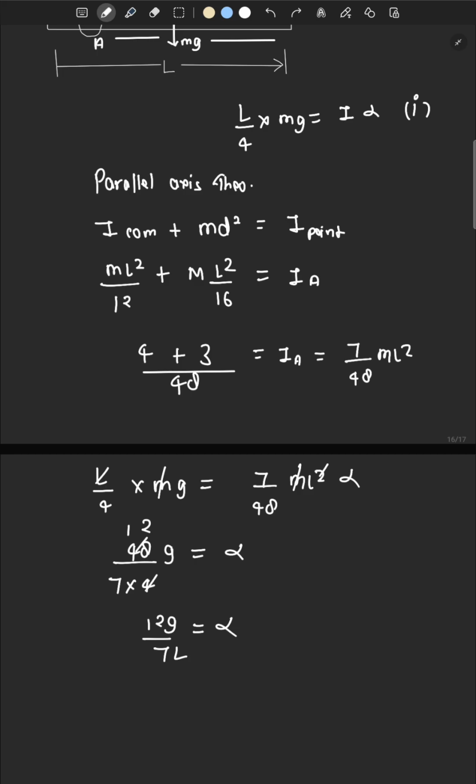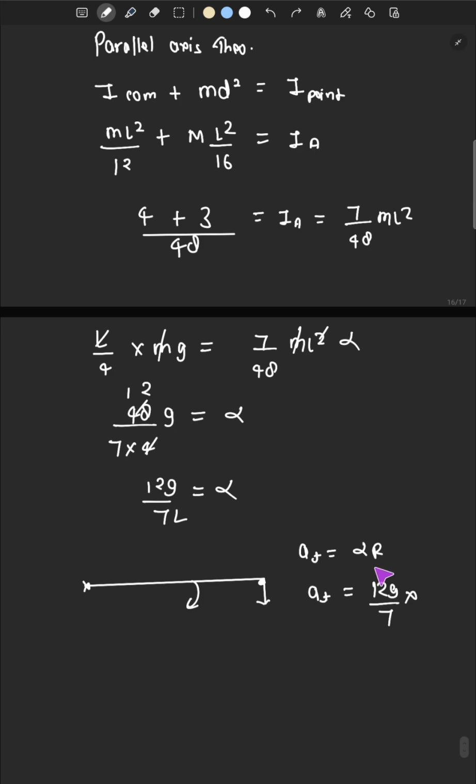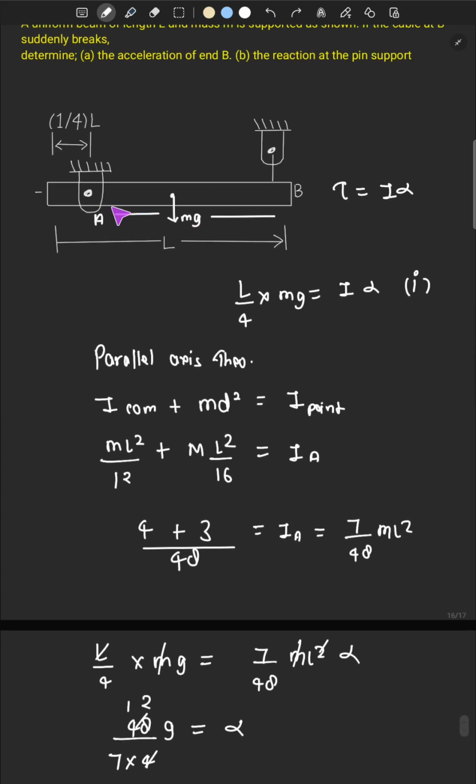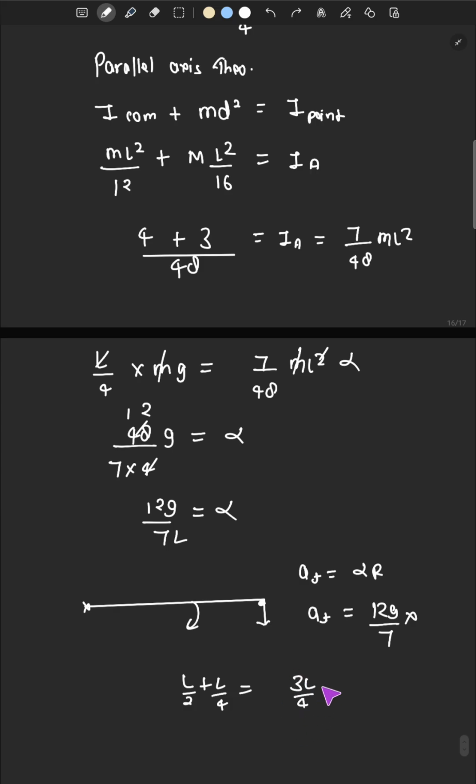Okay, so now we have to find what? Tangential acceleration. Now tangential acceleration and alpha, the angular acceleration, are related by this relation. So A tangential is equal to alpha r. r is the distance from the hinge about which it is rotating. So what is this distance from here? That is L by 2. This distance is L by 2 plus this distance is L by 4. So the total distance comes out to be 3L by 4.